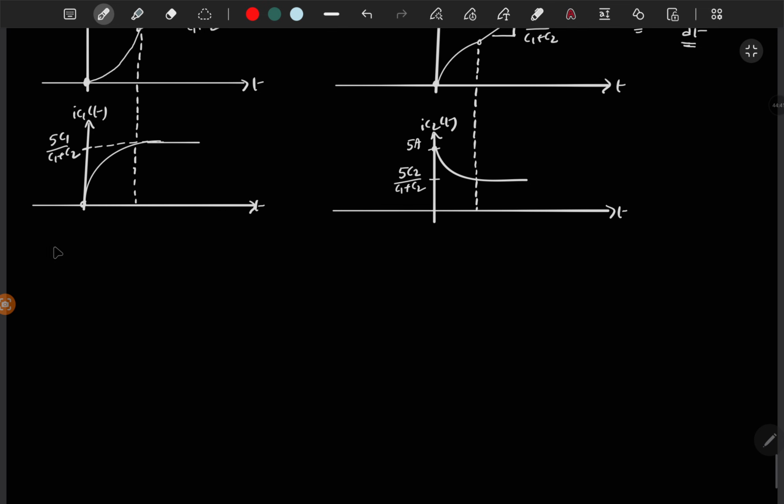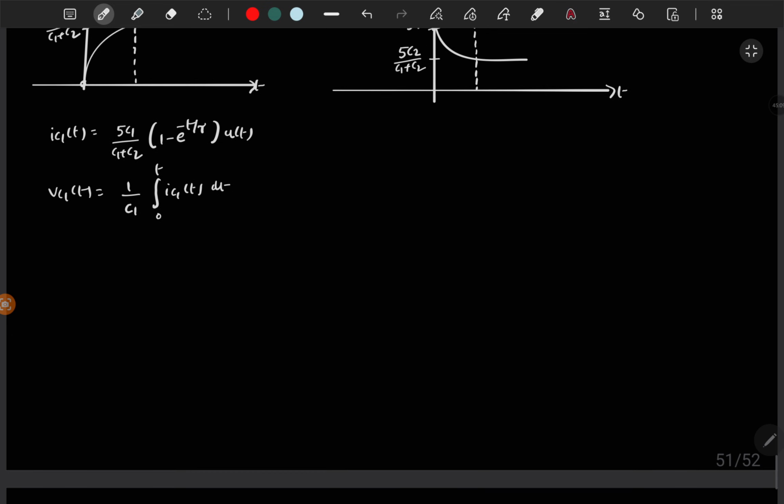And if you write the equations for current, IC1 of t is equal to phi C1 by C1 plus C2 times 1 minus e power minus t by tau u of t. And if you want to find Vc1 of t, it should be 1 by C1 integral I dt from 0 to t. If you do that, you will get Vc1.